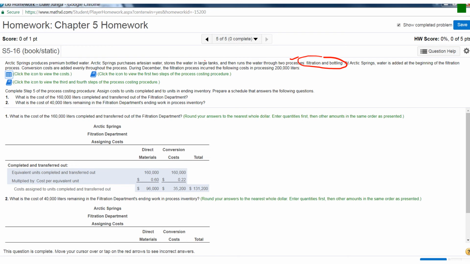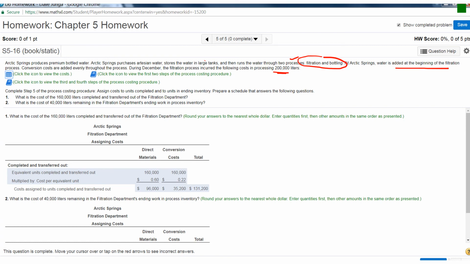It says that Arctic Springs water is added at the beginning of filtration. What that essentially means is that because that's your raw material, your water is going to be 100% complete for materials. It then says conversion costs are added evenly throughout the process. During December, the filtration process incurred the following costs in processing 200,000 liters.